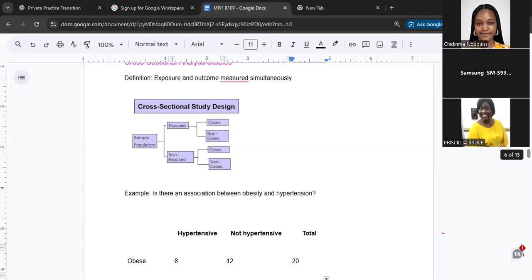And remember I said we are measuring both exposure and outcome, the people who have the disease, at the same time. We are counting everybody. And then when we go back home, we can try to see the figures and see, is there a link between this one and this one?